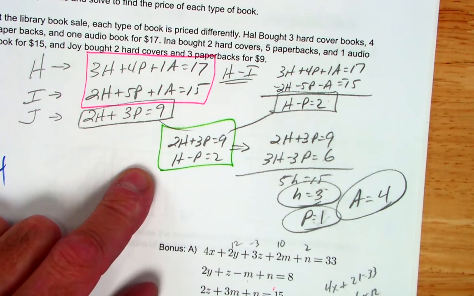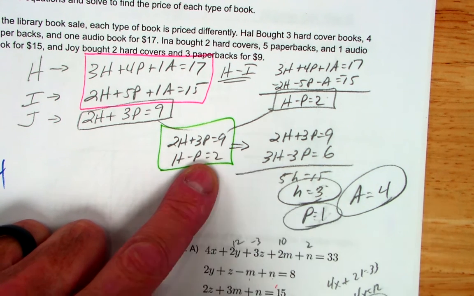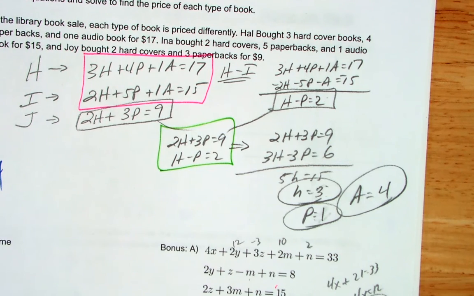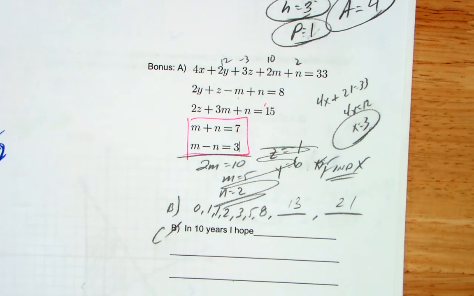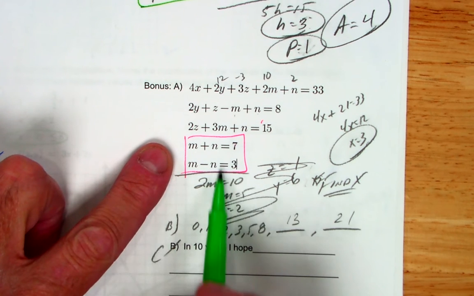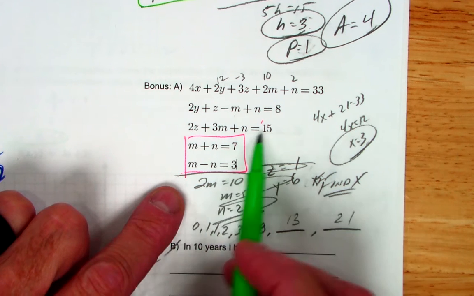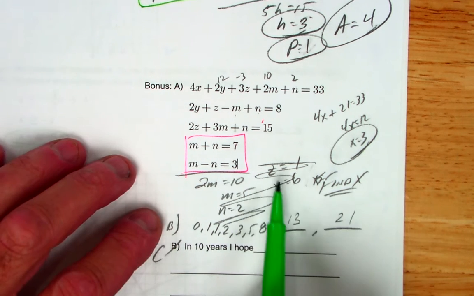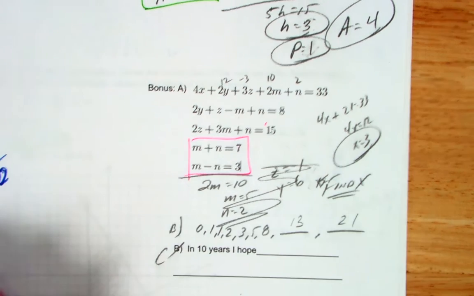Now I need to get rid of something else. I decided to get rid of p. So I multiplied this by 3. Okay. Bonus A. Bonus A works really pretty nice. It's a little bit cumbersome, but it's not as hard as you might think. If you just solve these 2, add down, m is 5, plug back in, n is 2. Plug those back in, you find out that z is negative 1. Plug those back into the next one, you find out that y is 6. And then you plug those back in and you find out that x is 3.